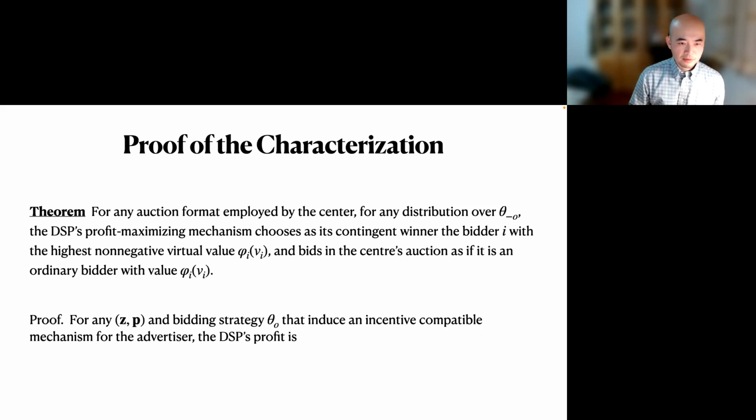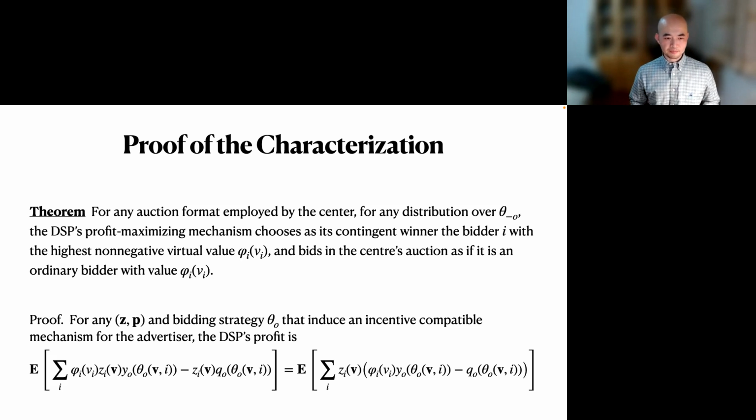Let's consider any mechanism z, p, remember, this is the DSP's auction, and a bidding strategy theta_o. Together, z, p and theta_o, suppose they induce an incentive compatible mechanism for the advertiser. Then by Myerson's characterization, we know the DSP's profit is, first let's calculate its revenue from the bidders. It's the virtual value times the eventual allocation. So the virtual value is phi_i for each i, and the allocation is z_i times y_o.